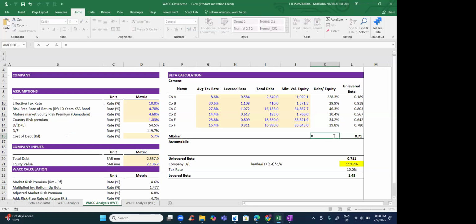So if you take the average, the average is 0.65. Average will take the impact of the outlier. But median will not consider the impact of the outlier. So practically, median is more acceptable. Okay, practically median is more acceptable, 0.7. This is the beta asset, unlevered beta.